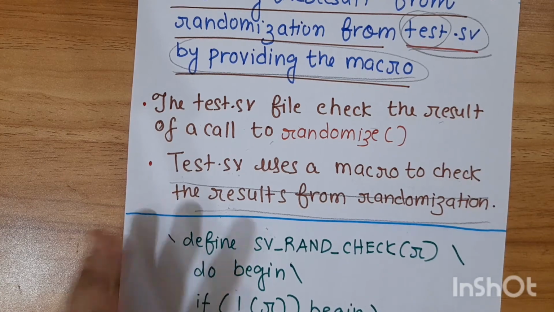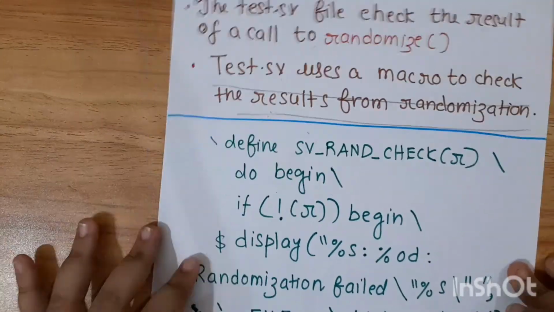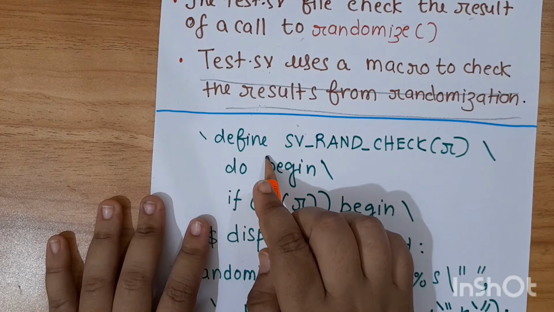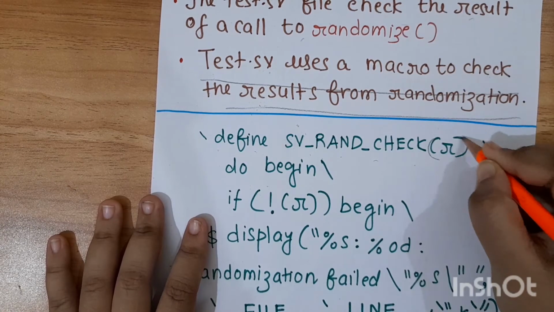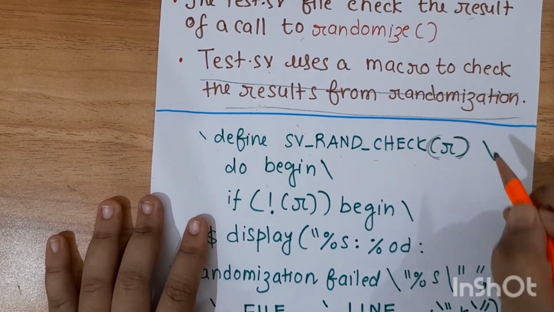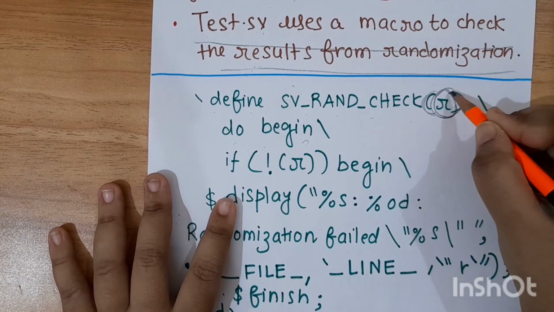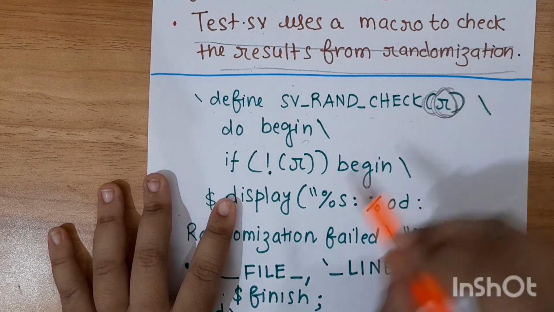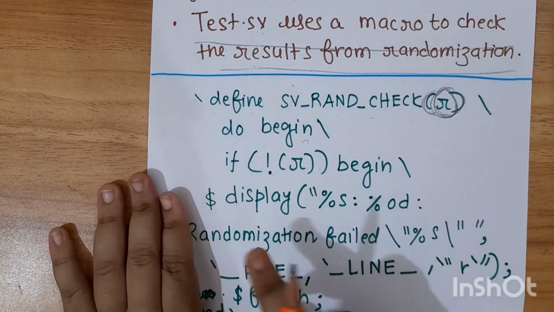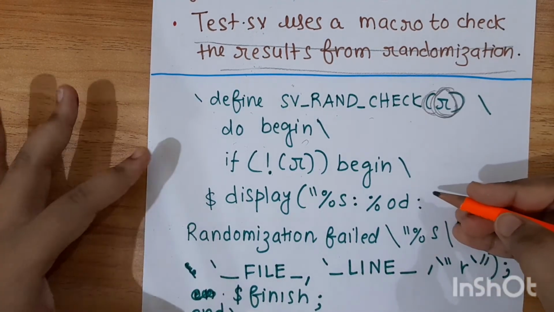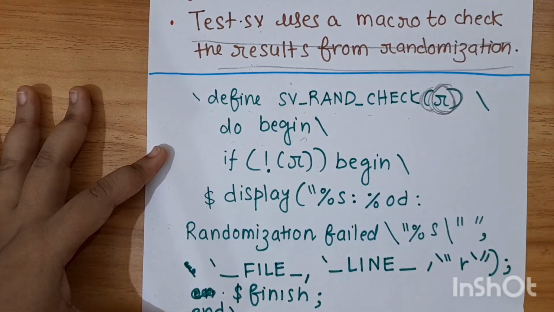First of all, I will define the macro. Tick define. In Verilog also we have used define. Tick define sv_rand_check. Inside the bracket I will put the class handle dot randomize, so not of class handle dot randomize. If that is successful, then nothing is coming, which means I am not displaying the result of all the fields.